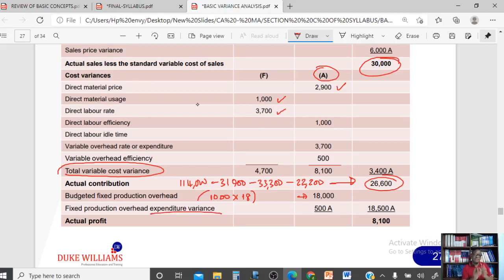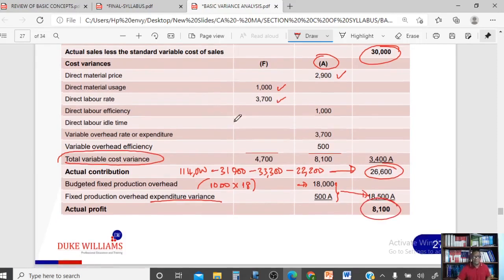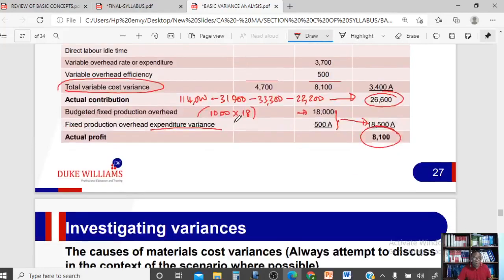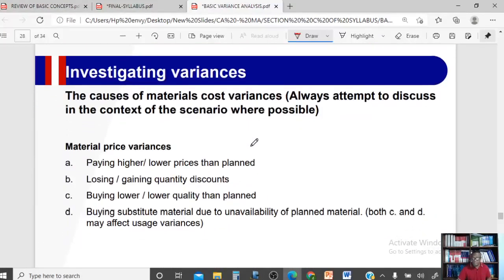So you see that the volume variance, as we said, disappears. So these two then give us that. And when we have added that to the actual contribution, we are back to the actual profit. Interestingly, you can try that there. We are almost done. We should be done in the next couple of minutes.